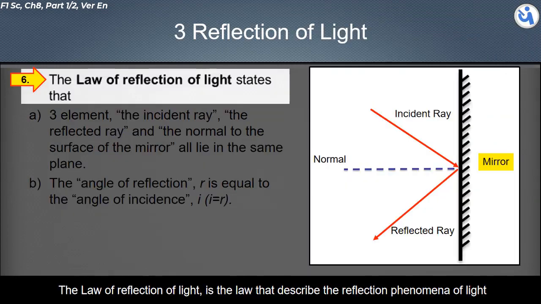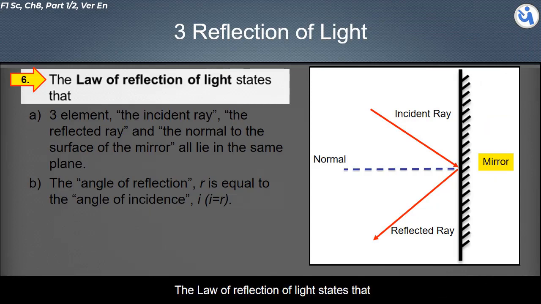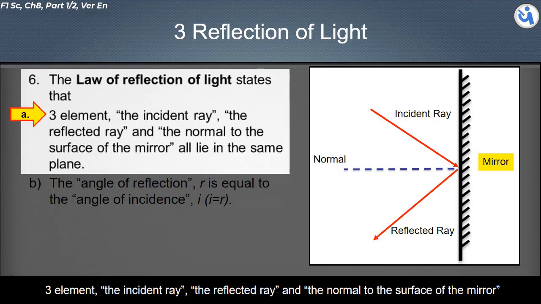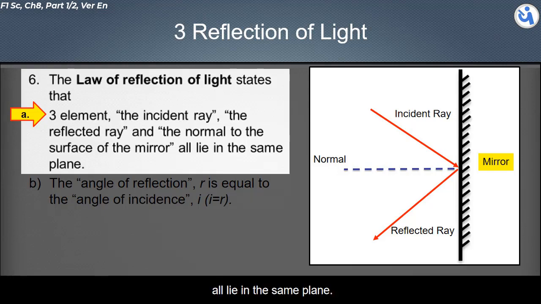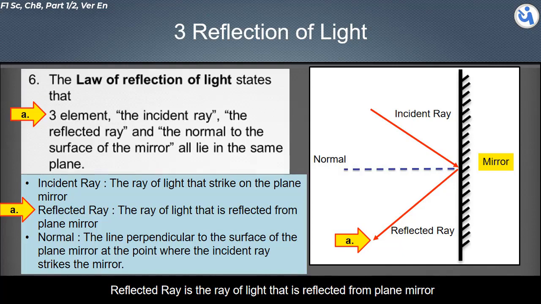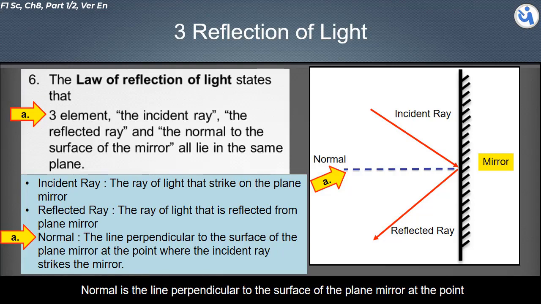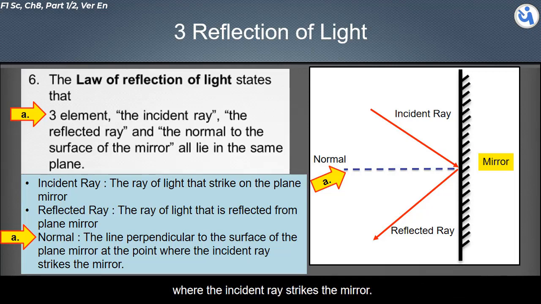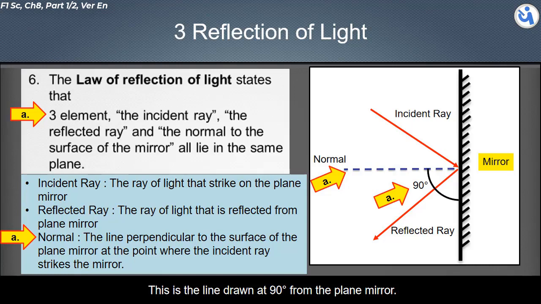The law of reflection of light is the law that describes the reflection phenomena of light. The law of reflection of light states that three elements, the incident ray, the reflected ray, and the normal to the surface of the mirror, all lie in the same plane. Incident ray is the ray of light that strikes the plane mirror. Reflected ray is the ray of light that is reflected from the plane mirror. Normal is the line perpendicular to the surface of the plane mirror at the point where the incident ray strikes the mirror. This is the line drawn at 90 degrees from the plane mirror.